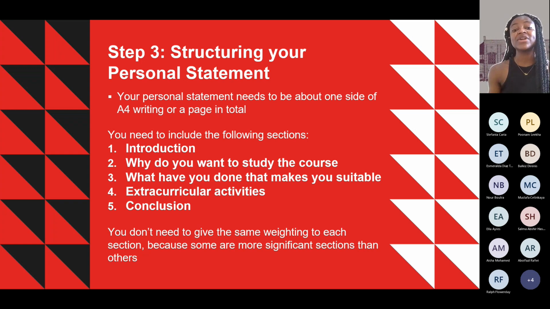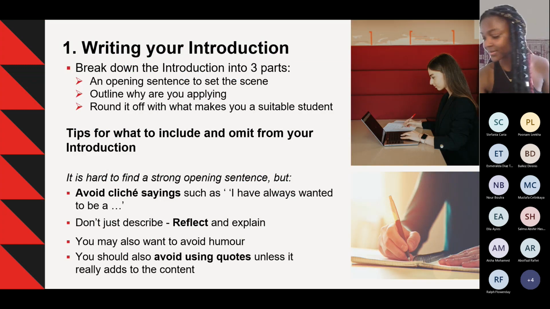University admission teams really care about point number 2, 3, and 4 more than anything. They want to see why you're applying for the course, why you're interested, what you've done that makes you suitable, what you are doing that makes you suitable, and what you've done outside the classroom that's made you prepared for the course you want to study.